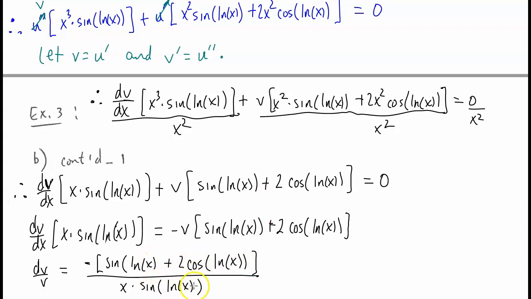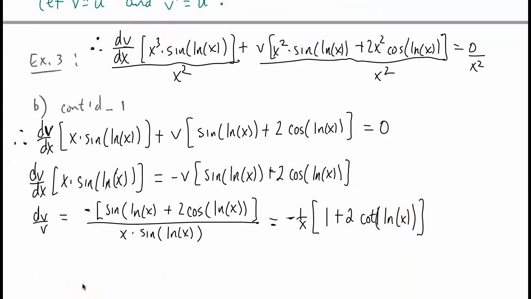All right, so I'm going to simplify this right side here. So we're going to say this is minus 1 over x times, and then I'm going to work with the sine of natural log of x. So sine of natural log of x divided by itself will just be 1. And here I have plus 2 times, and cosine of natural log of x divided by sine of natural log of x will be cotangent natural log of x.